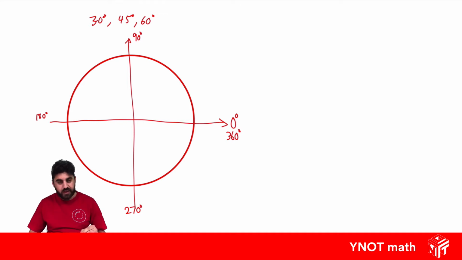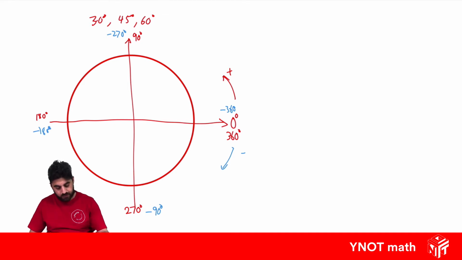We can also measure negative angles by going the other way. So going this way, we'd end up with minus 90, minus 180, minus 270, and minus 360. And we could keep going around that way as well. So going this way gives us positive angles, and going this way gives us negative angles.